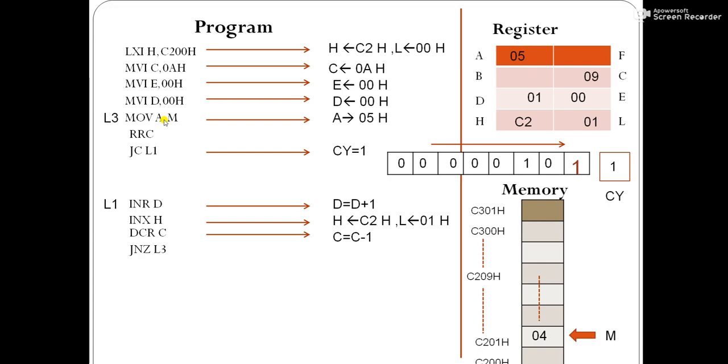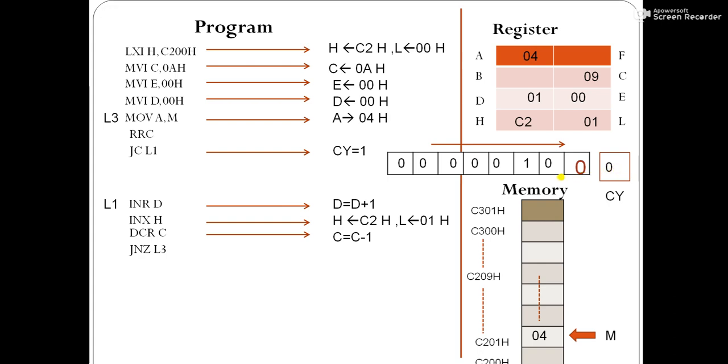Now the memory content is 04, so 04 will be transferred to the accumulator. The content of the accumulator will be 04H. Again we have to check whether it is an even or odd number. So again the RRC instruction transfers the last bit. What is the last bit? The last bit is 0, and that 0 will be transferred to the carry flag.